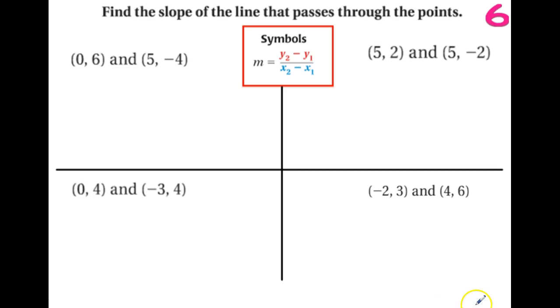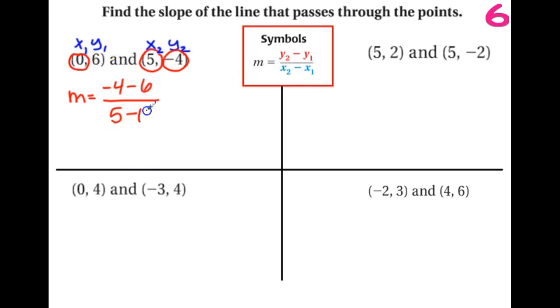Our third and final way to find slope is to use our 2 points. Now we know how to label our points x and y, but we have a first point and a second point. This is the first point I see, so I'm just going to label it the first point. This is the second point that I see, so I'm just going to label it the second point. And all we have to do is plug it in. It says m equals y2, which is -4, minus y1, which is 6, and then on the bottom x2, which is 5, minus x1, which is 0.